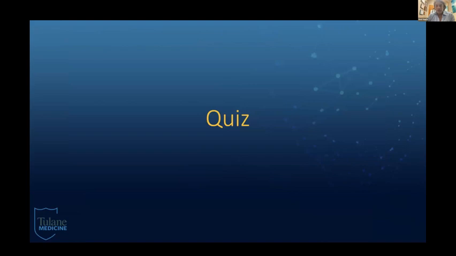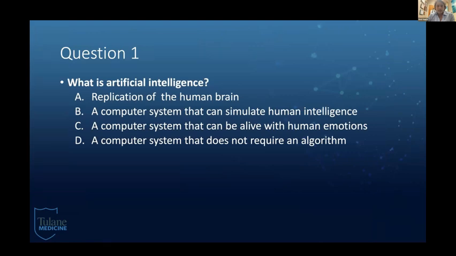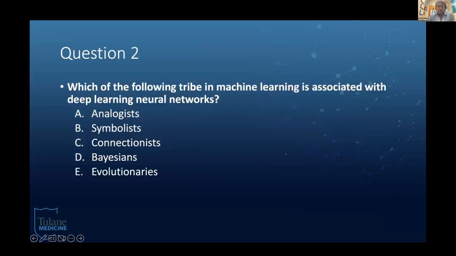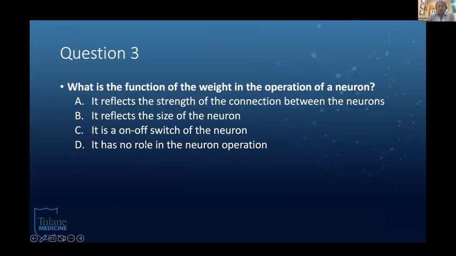So I just want to go through a short quiz to reinforce some of the concepts we spoke about today. I think about 10 questions here. So what is artificial intelligence? It's a computer system which can simulate human intelligence. Which of the following tribes in machine learning is associated with deep learning neural networks? Again, we talked about 5 tribes, but the one we talked about is the connectionist, which deals with backpropagation.